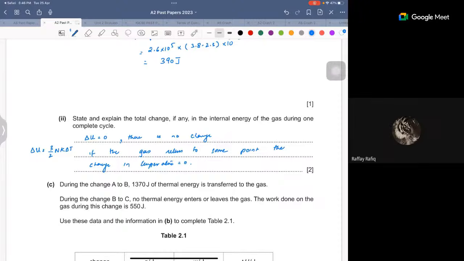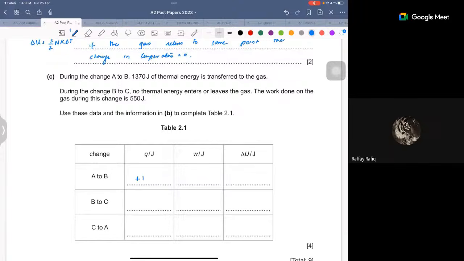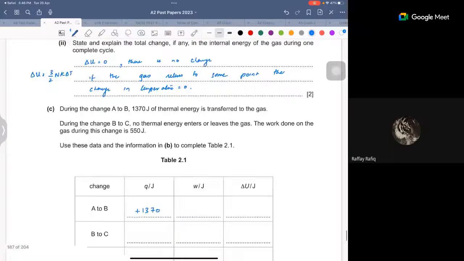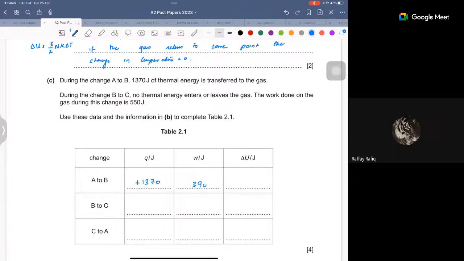Now, keeping this in mind, during change AB, heat is transferred to the gas, which means from A to B you have to take Q as positive, right? The work done from A to B, we just found out to be 390. Work done has to be 390, but then we have to see whether it's positive or negative. So how do we see this?